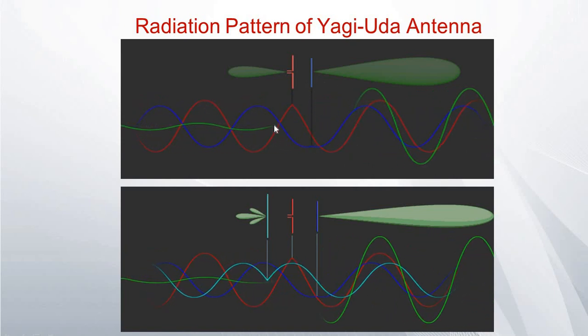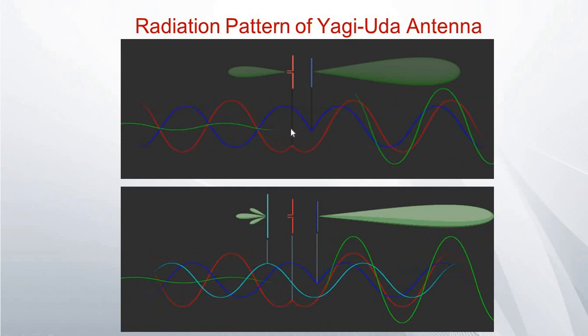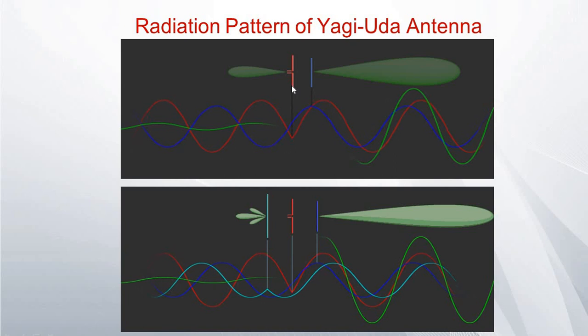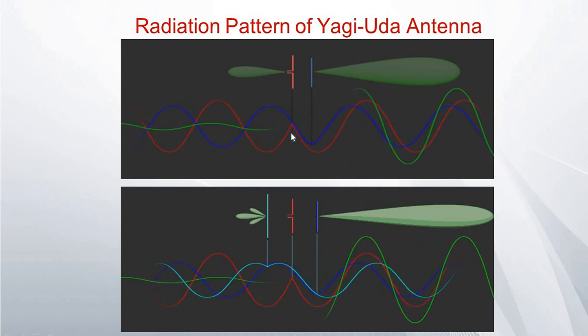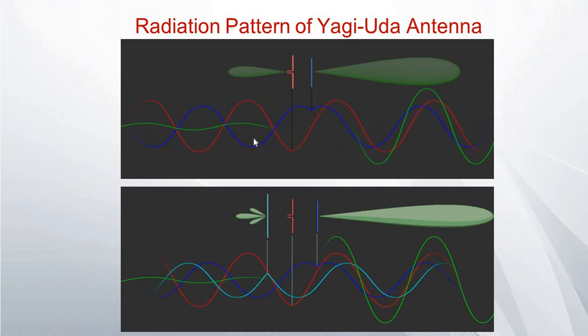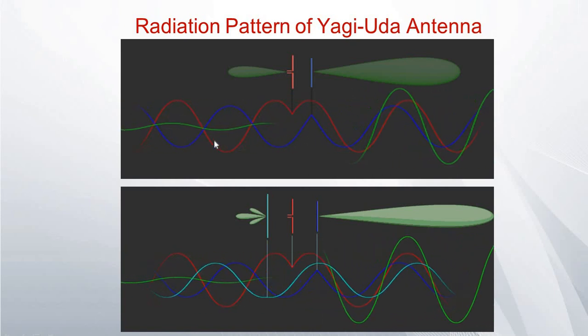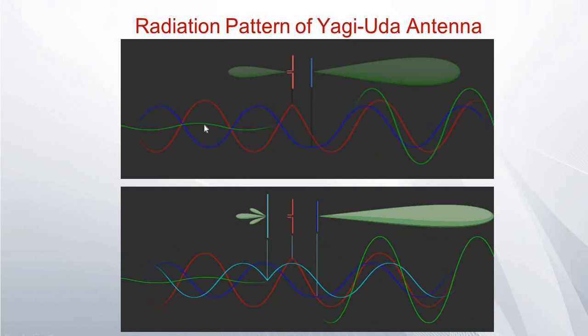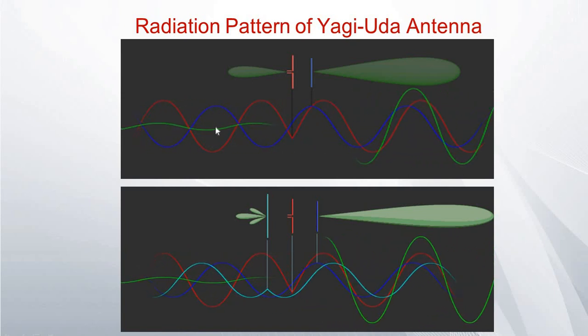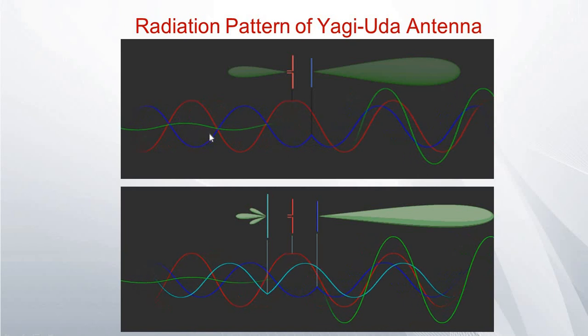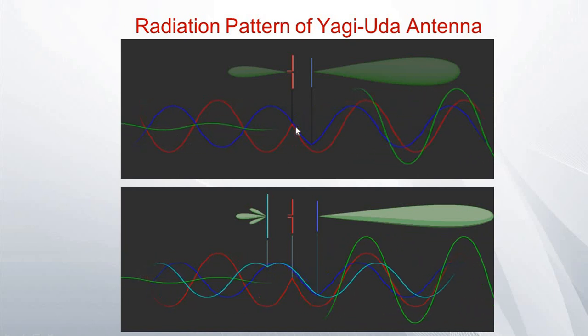So what do these two animations show? See here, on the left side of the reflector, the electromagnetic induction has been generated out of phase. There are out of phase signals, or there are no in phase signals. Out of phase means the signal will be reduced. The current component gets cancelled.